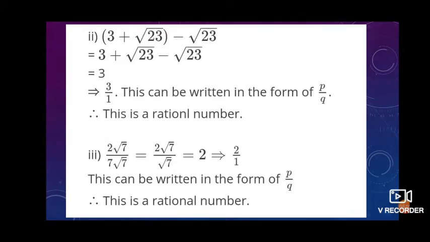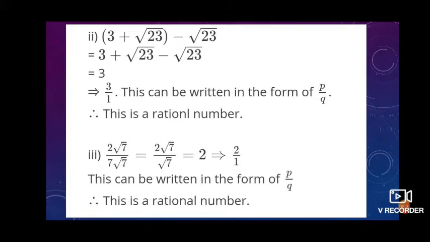Next here, 3 plus root 23 minus root 23. Here 3 plus root 23 means rational plus irrational, irrational. Minus one more irrational, it may be rational or irrational, children. So we'll see the answer. Now 3 plus root 23 minus root 23. Here we can cancel root 23 and root 23. Then the answer is 3. Now 3, we can write in the form of p by q, that is 3 by 1.